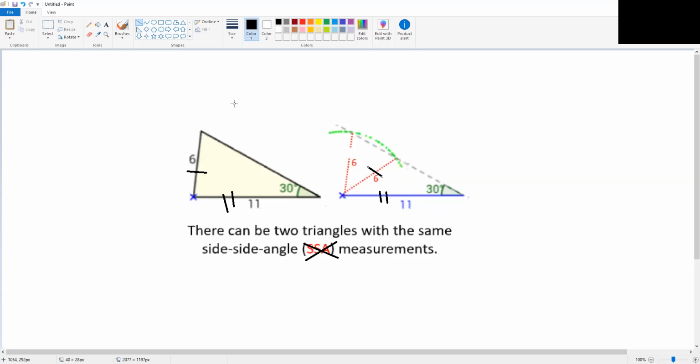But now you can clearly see, if I erase a bunch of this stuff, you can clearly see that the triangle on the right is much smaller than the triangle on the left. So it is neither the same size, because it's smaller, nor is it the same shape, because this angle is not the same as this angle, and this angle is not the same as this angle. So this is a reminder that side-side angle does not prove that we have congruent triangles.